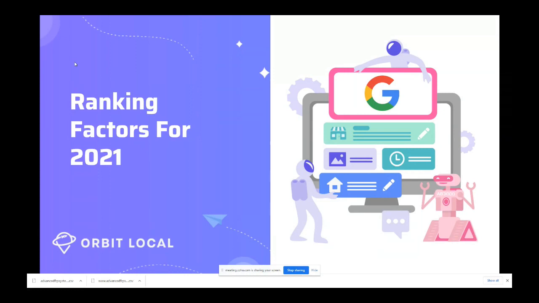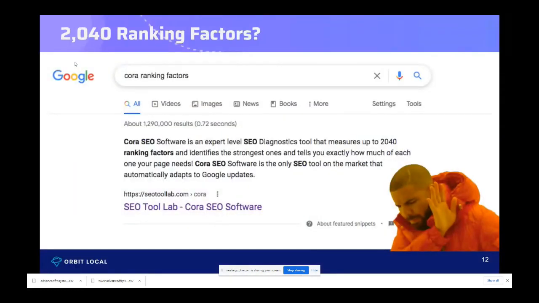What are they? Are there 2,000 ranking factors? I don't think so. I don't want to hear that. That's too much, right? What do you even do with that? You've got 2,000 ranking factors. How do you optimize for that?